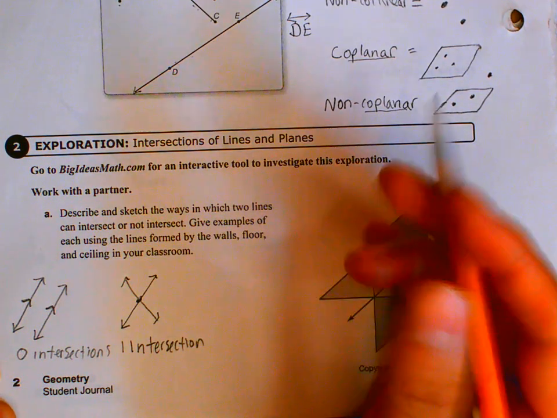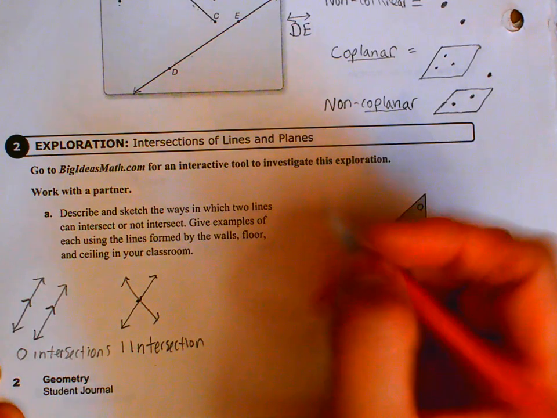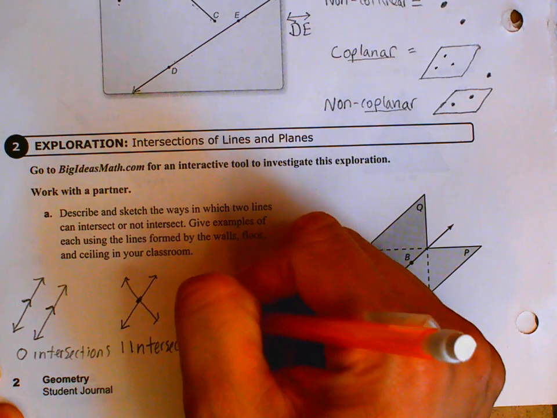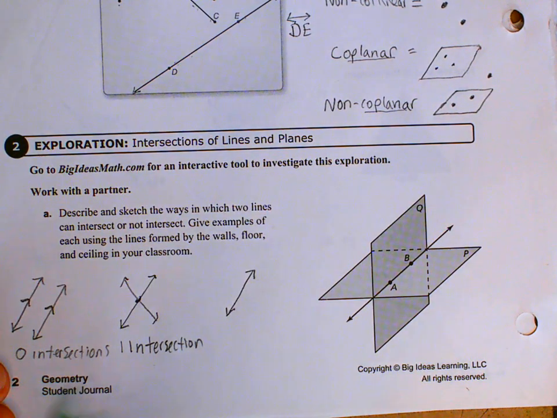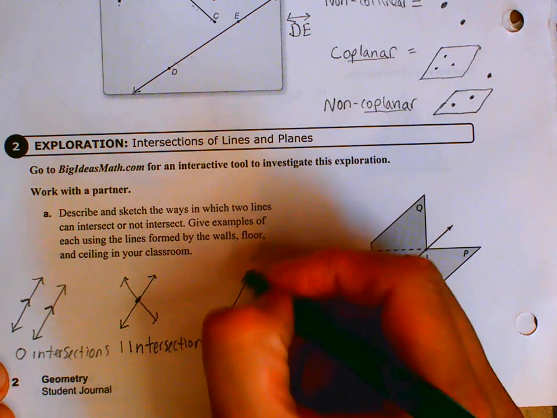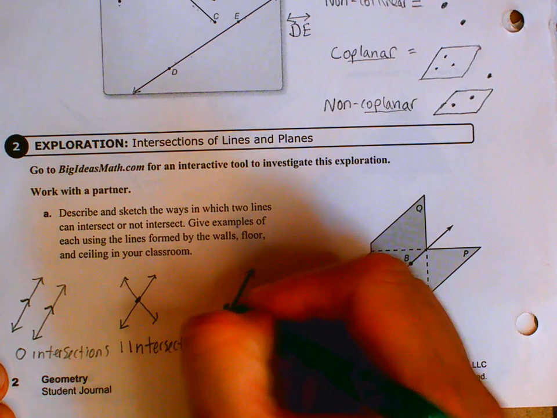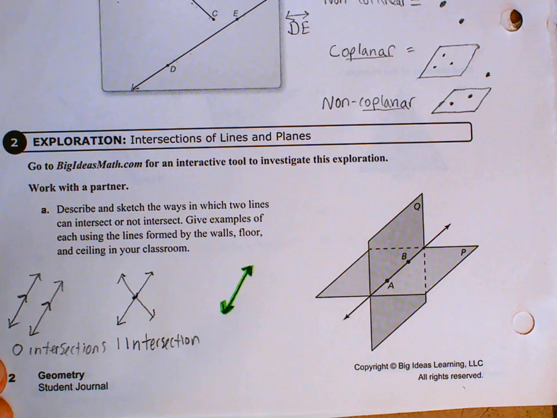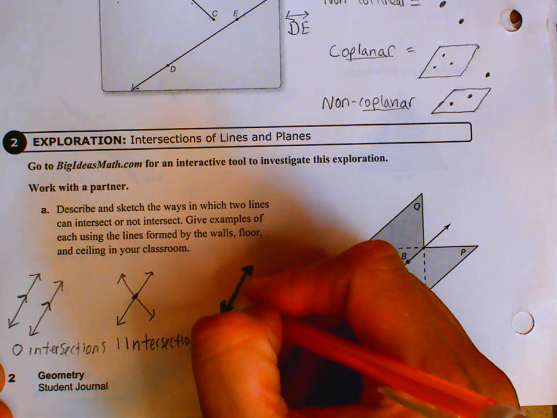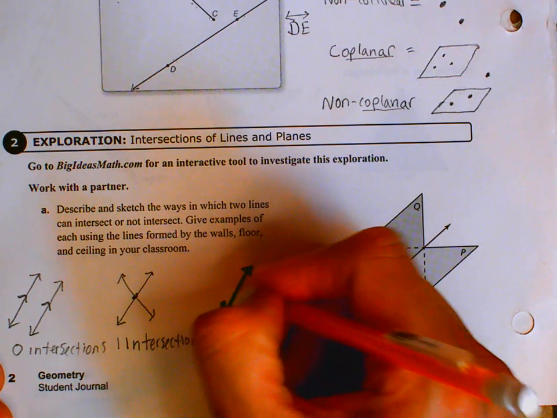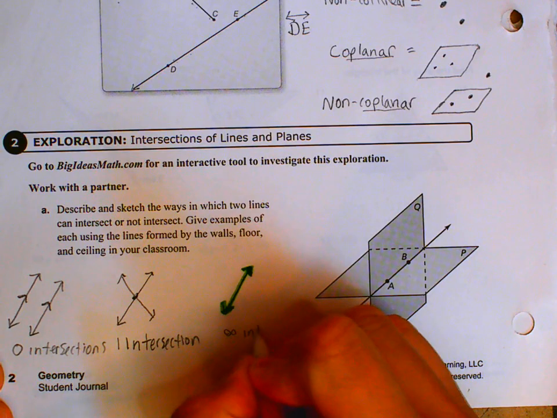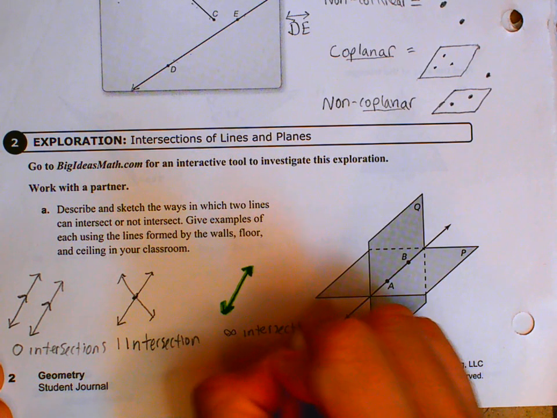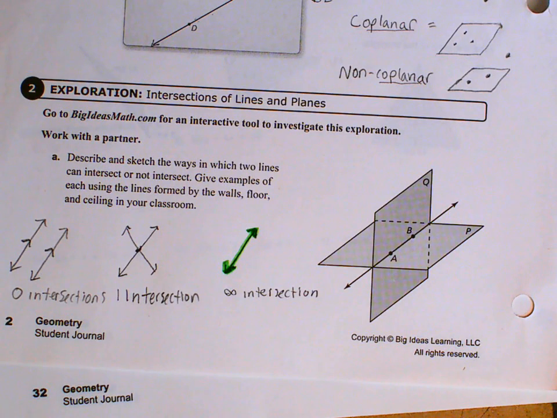Now the next one is a little bit hard to grasp, but it's actually an infinite intersection. If you have, say, this line right here, and then you draw another line, which I'm going to draw in green with a highlighter, right above that same line, well, the green line and the pencil line intersect everywhere on this line. So we say that these have an infinite intersection. They intersect an infinite amount of times.